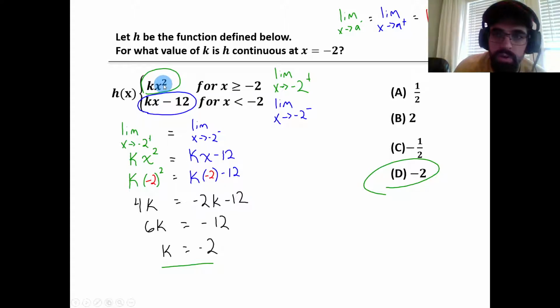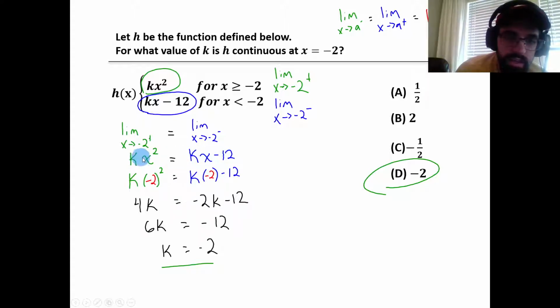And now the limit as x approaches a from the left and the right have to be equal. Because k is in both of them, we're basically at this step trying to figure out what k is by saying that the left bound and the right bound limits have to be equal. The right bound is when x is greater than negative 2, so we use kx squared. The left bound is when x is less than negative 2, so we use kx minus 12. We'll just substitute those expressions in for the limit functions. So now we get kx squared has to be equal to kx minus 12.